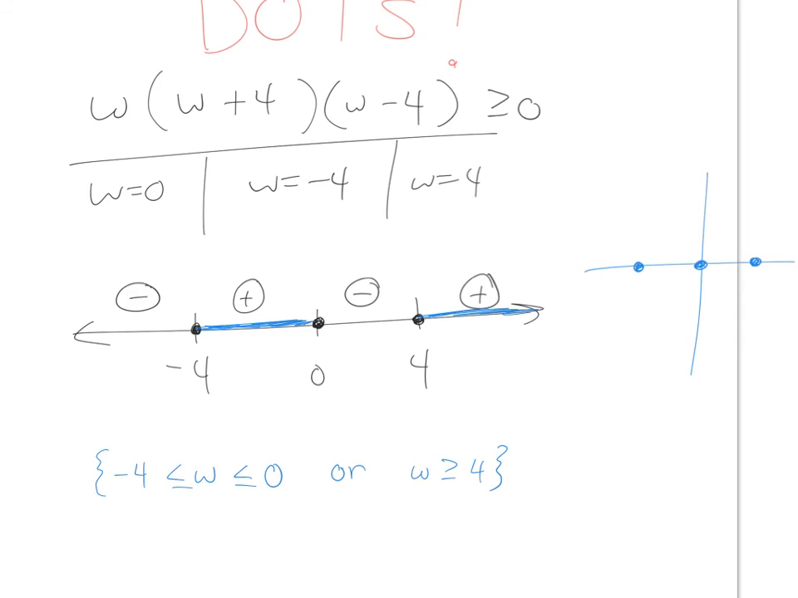Look at my solution set, please. Make sure yours looks the same. You've got a region and then another region, so you have an OR statement in between. If I were to do this with interval notation, it would be -4 to 0, or 4 all the way to infinity.